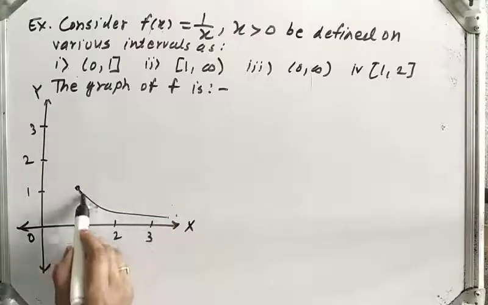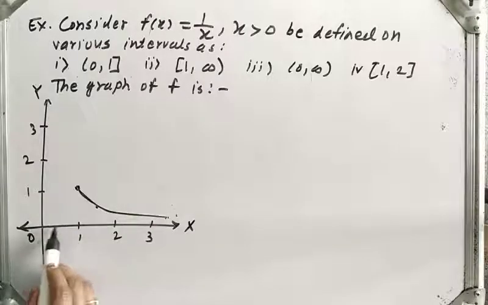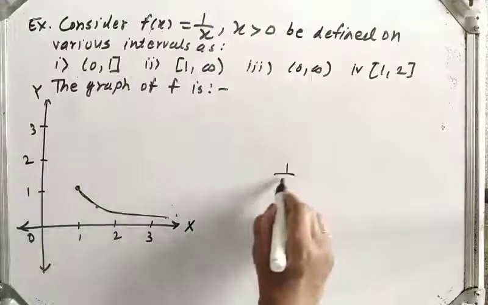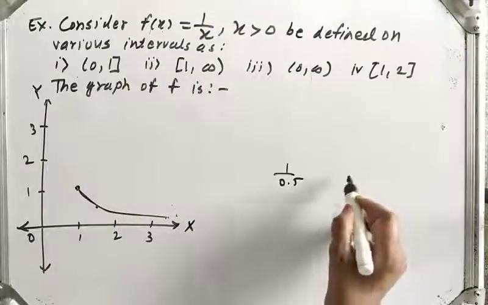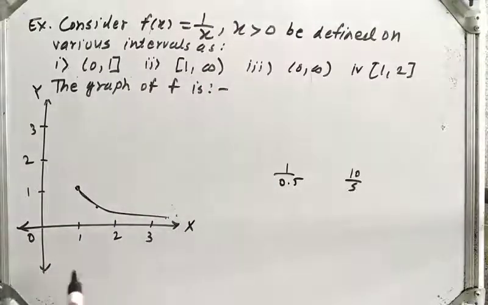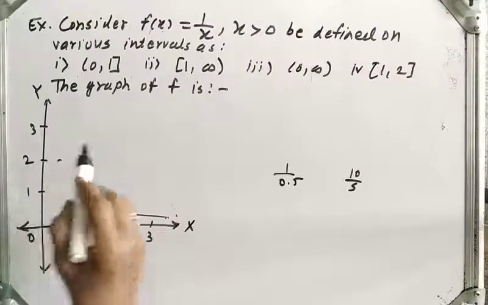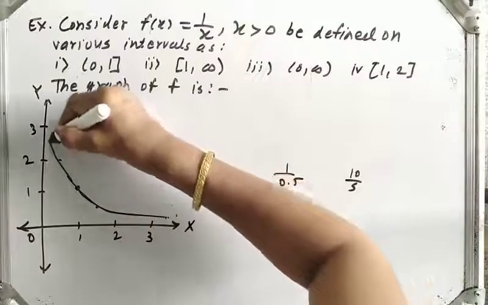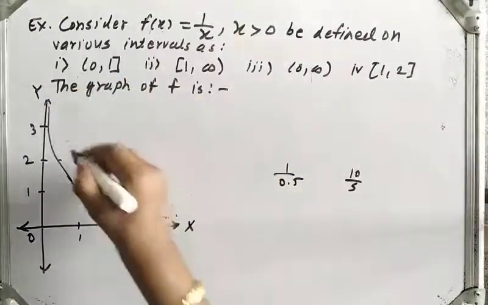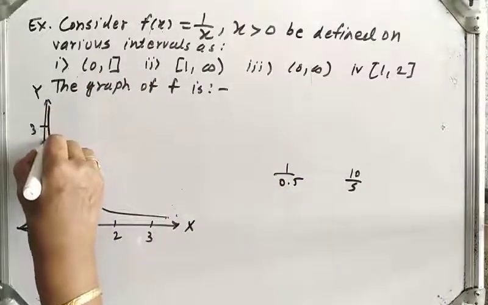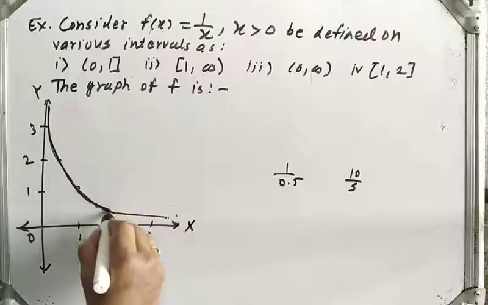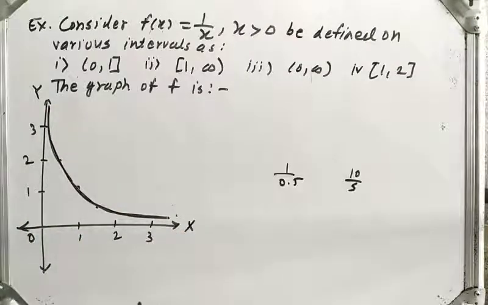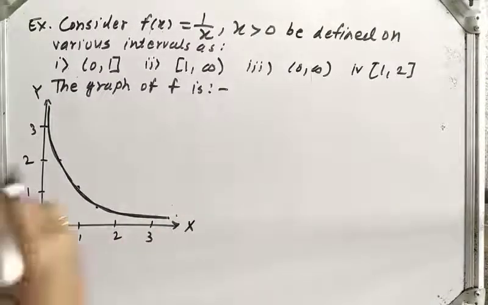Okay, so it will be like this. And what about these points? If x is 0.5, 1 upon 0.5, that is 10 upon 5, so it is 2. For 0.5 it is 2. Okay, so the graph will be like this. This is the graph of the function not touching the y-axis. So this is the graph of f of x is equal to 1 upon x. Now it is defined on these 4 intervals.